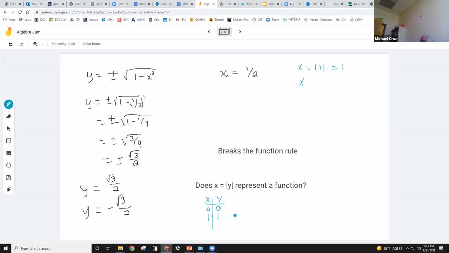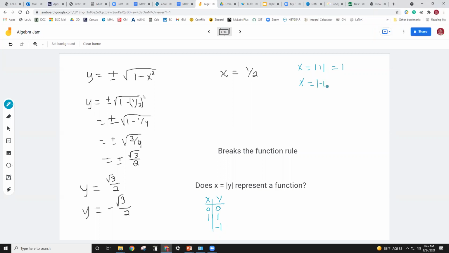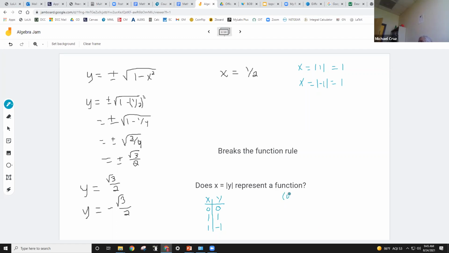How about if we tried -1 here for y? What's going to happen? 1. Yeah, it's also going to give us a 1. So what have we established so far by looking at that little thing? And if you need to write them like this, then it's all right. It represents a function. Is it true?